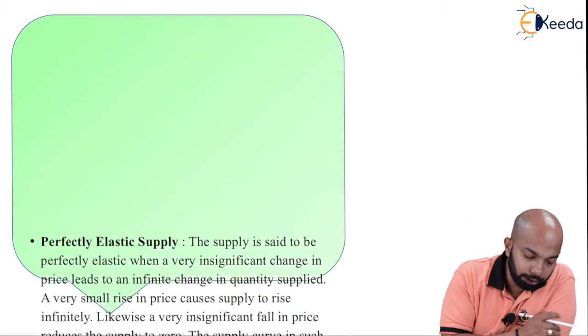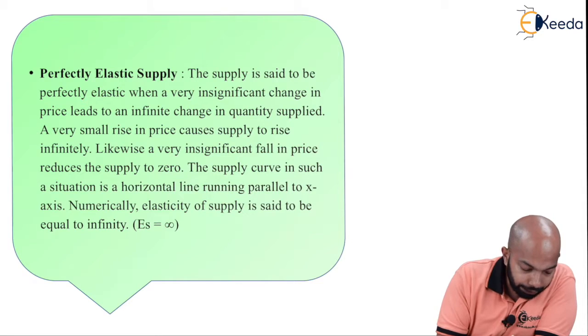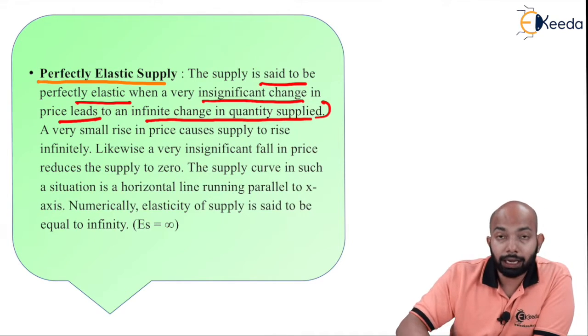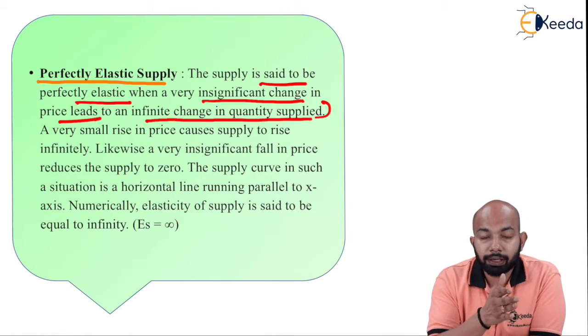Now, the next part refers to the first example, perfectly elastic supply. The supply is said to be perfectly elastic when a very insignificant change in the price leads to an infinite change in the quantity supplied. Again, the same reason, same explanation.